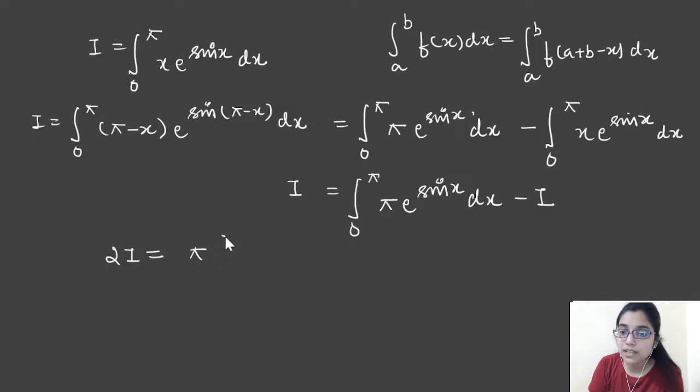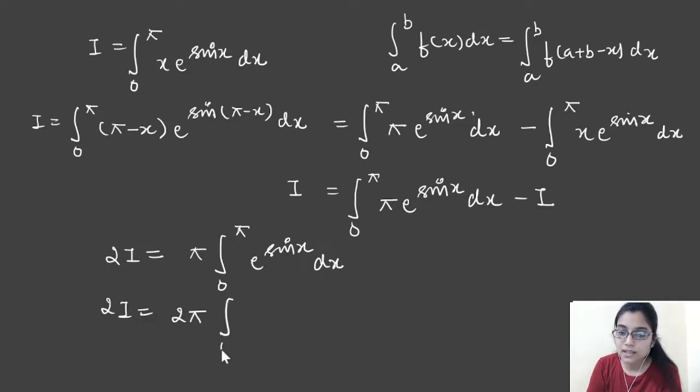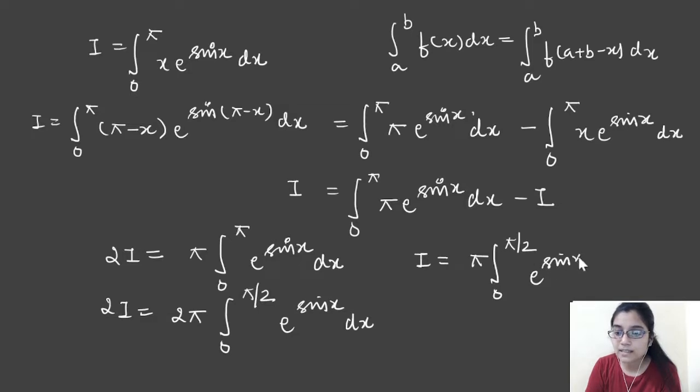And you see one more very important thing here. Since sin x is a periodic function, we use another basic property of definite integrals. The integral from 0 to 2a of f of x dx equals 2 times the integral from 0 to a of f of x dx, when f of 2a minus x equals f of x. Using this, we get 2 pi times the integral from 0 to pi by 2 of e raised to the power sin x dx. So this 2 gets cancelled out, and I becomes pi times the integral from 0 to pi by 2 of e raised to the power sin x dx.